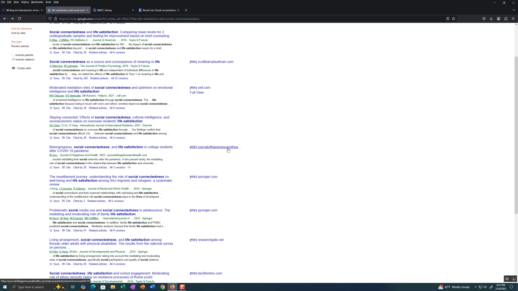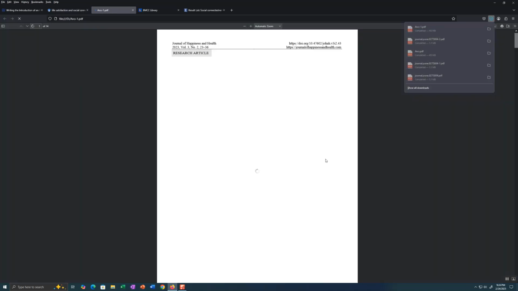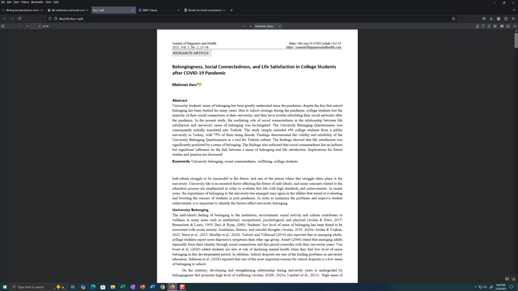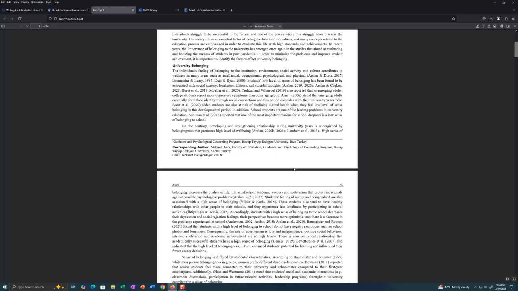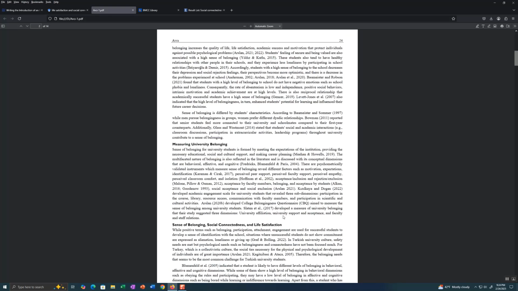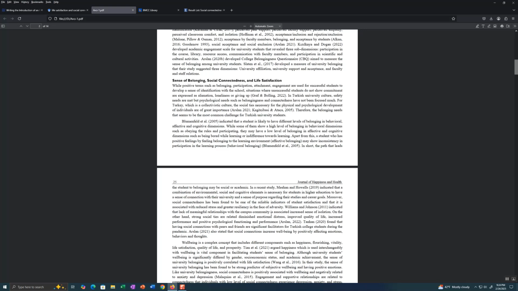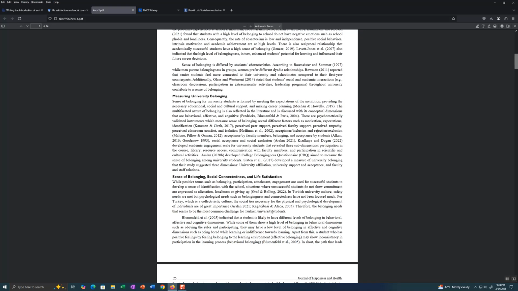Here's one with college students. They have the PDF here. And if I skim the abstract, I find that social connectedness is indirectly influencing life satisfaction. So if that looks interesting to you, read the article, give me a one-paragraph summary of it, and make sure you cite it, author, year.